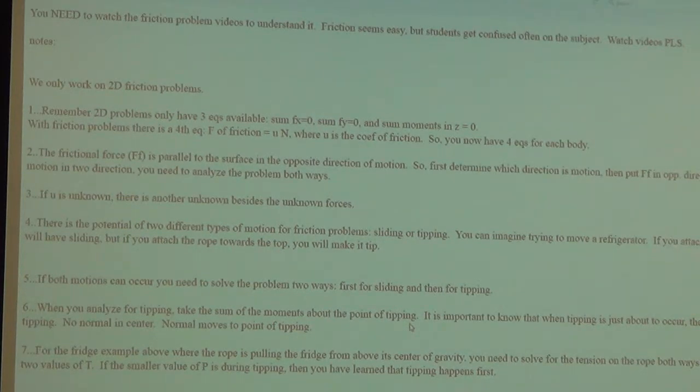Has anybody started the friction problem yet? Has anybody watched the friction videos yet? No? A little bit. Okay, good. Okay, great. So at least I'm giving you some background before you do. Last one.